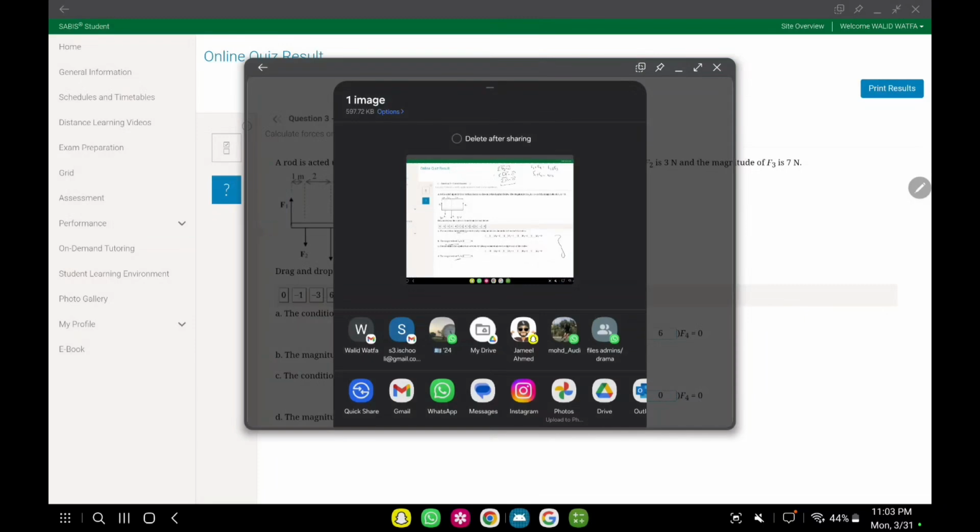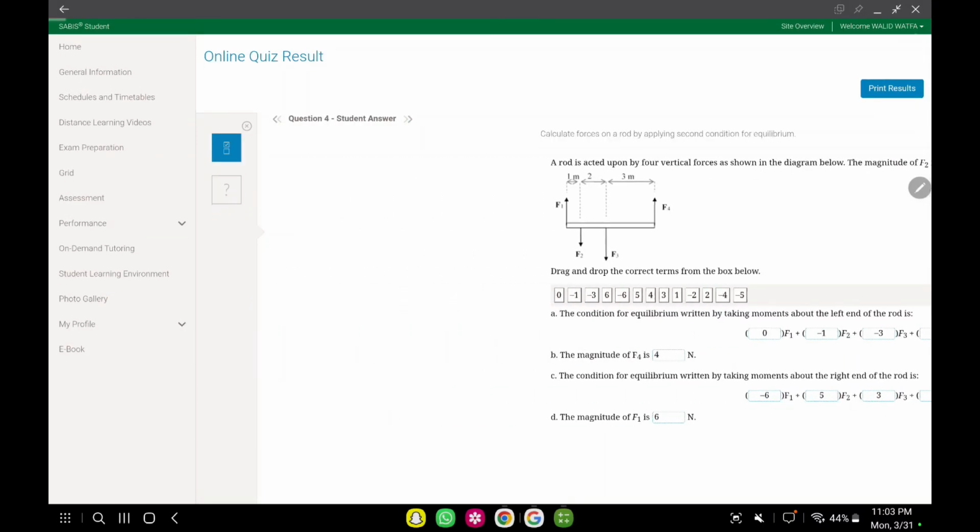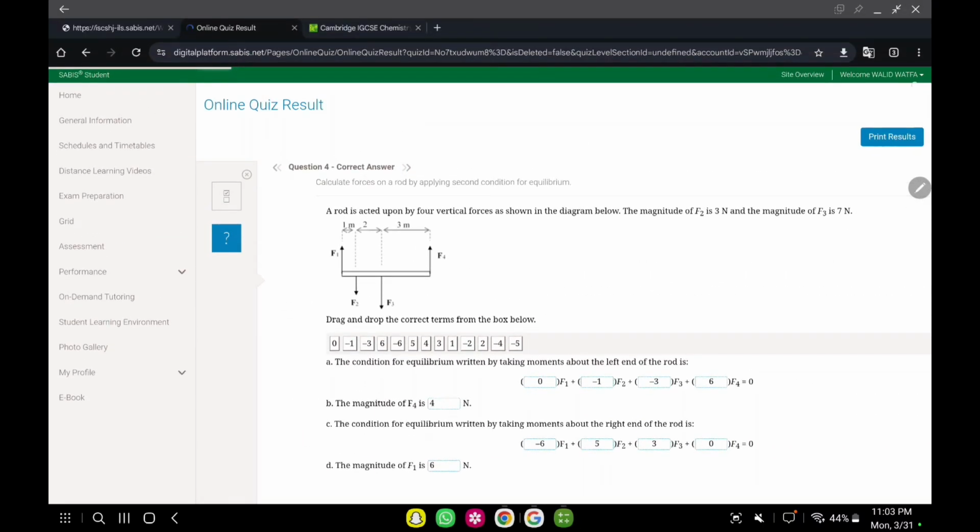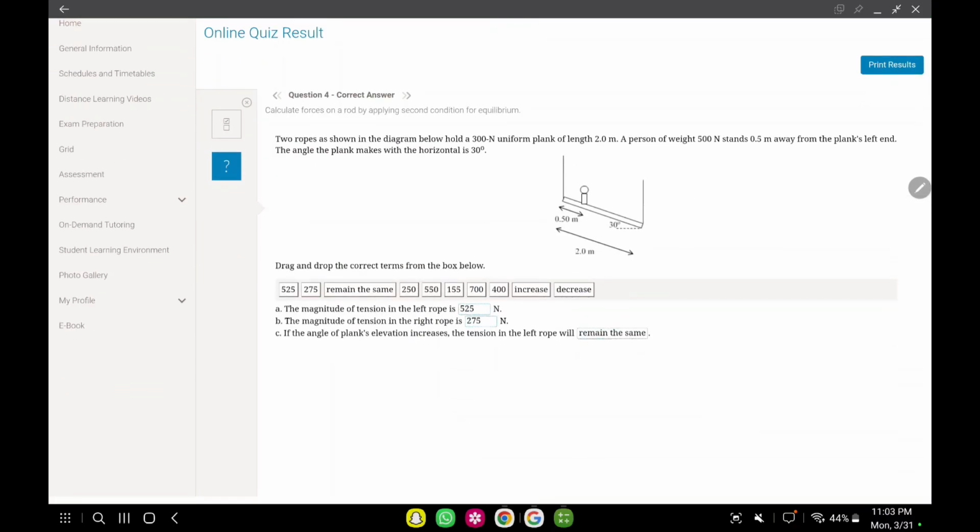Question 4. Two ropes, as shown in the diagram below, hold a 300 newton uniform plank of length 2.0 meters. A person of weight 500 newtons stands 0.5 meters away from the plank's left end. The angle the plank makes with the horizontal is 30 degrees. Drag and drop the correct terms.